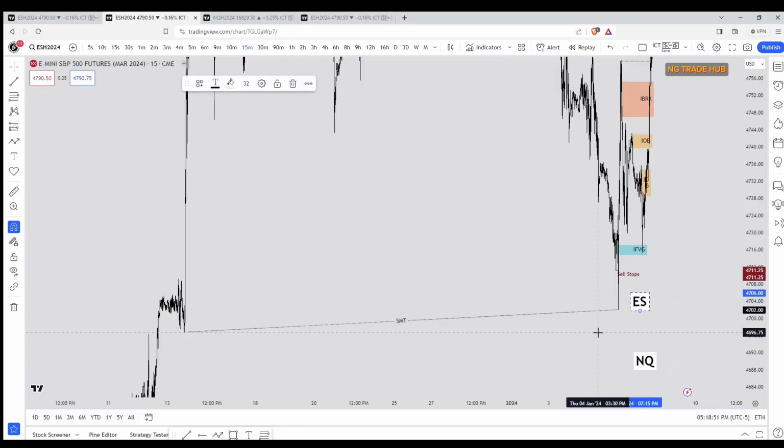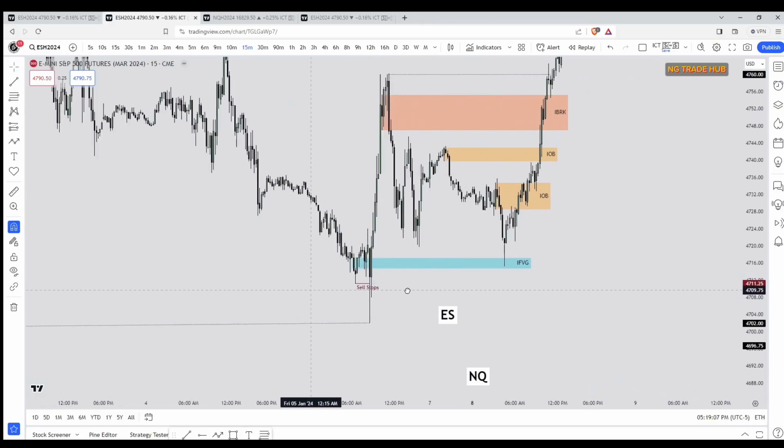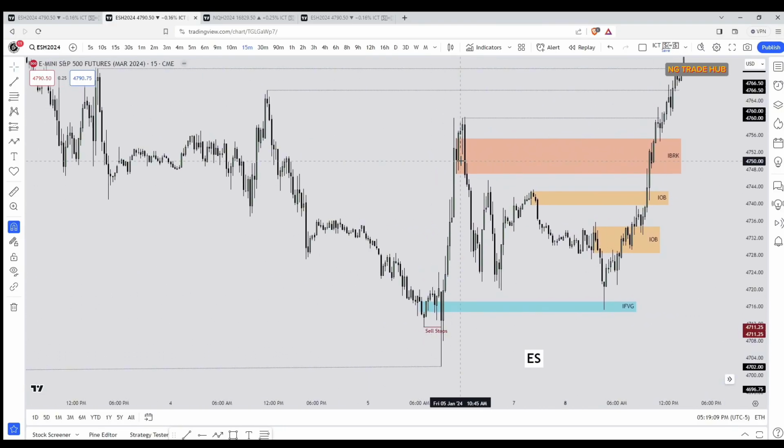So I don't need ES to be delivering from sell side. What do I mean by that? Well, usually we're looking for where is price delivering from, sell side or buy side. But if NQ took out the sell side and ES didn't, and it created the SMT, well, I don't need ES to be delivering from the sell side. So this is sufficient. Price starts to expand higher.